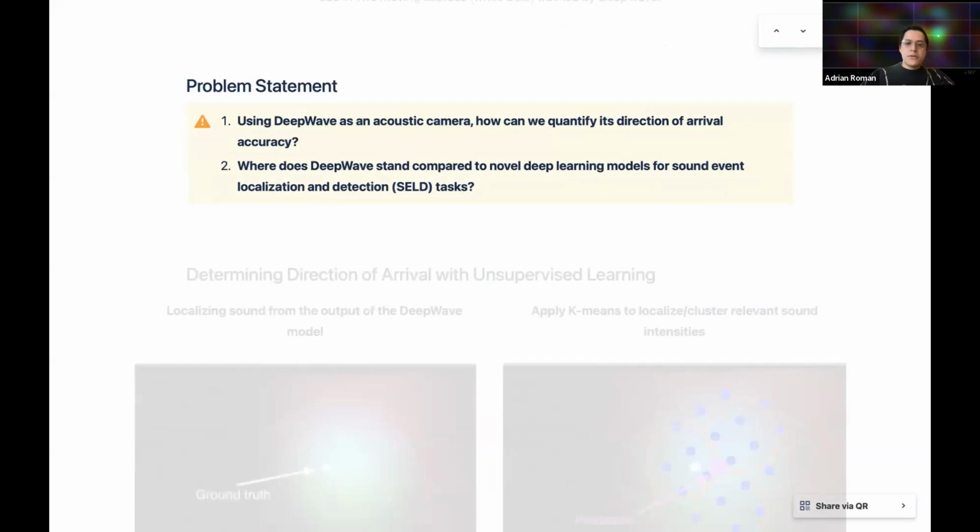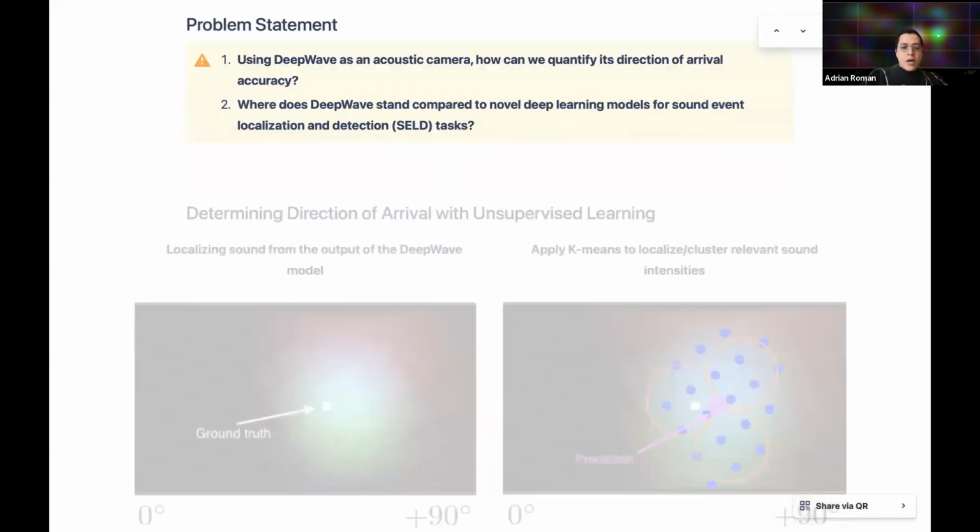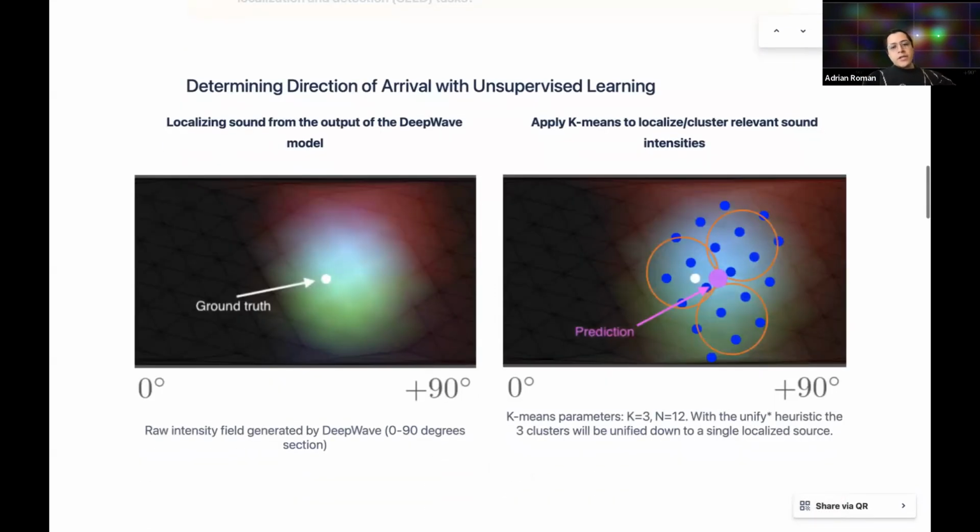So the problem statement is the following. Using DeepWave as an acoustic camera, how can we quantify its direction of arrival accuracy? And where does DeepWave stand compared to novel deep learning models for sound event localization and detection? Well, to determine the direction of arrival, we use unsupervised learning. As I mentioned, DeepWave, on the left, all it gives you is just an intensity in the spherical map. And we know a ground truth.